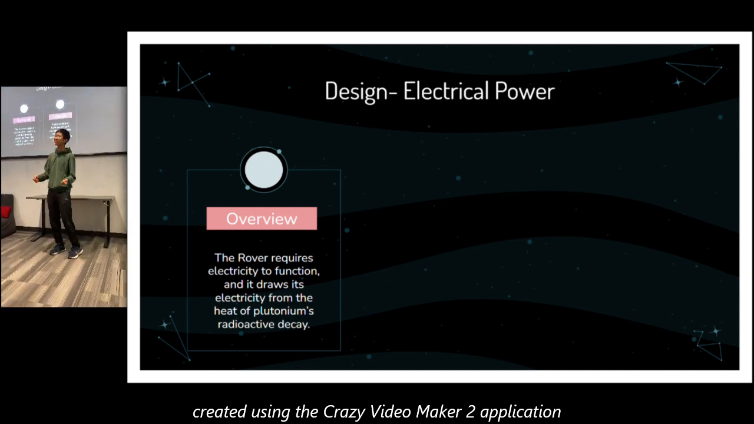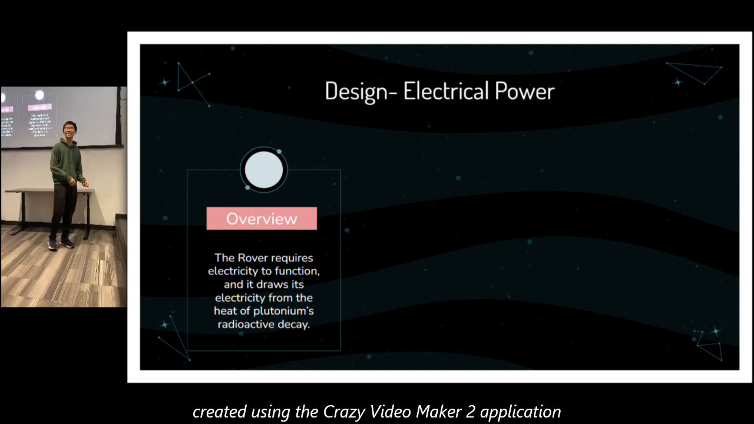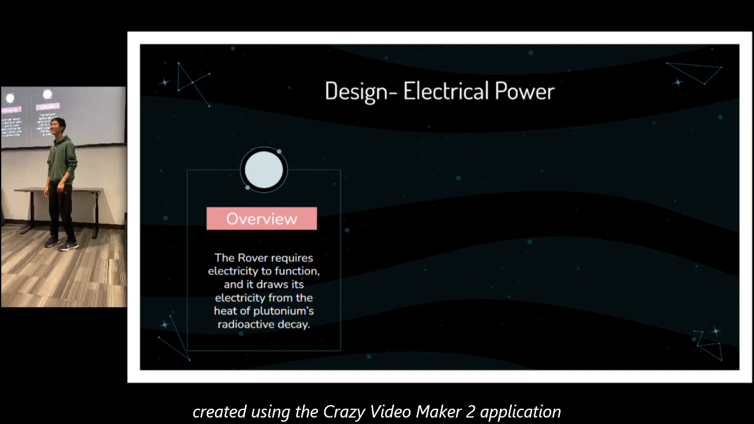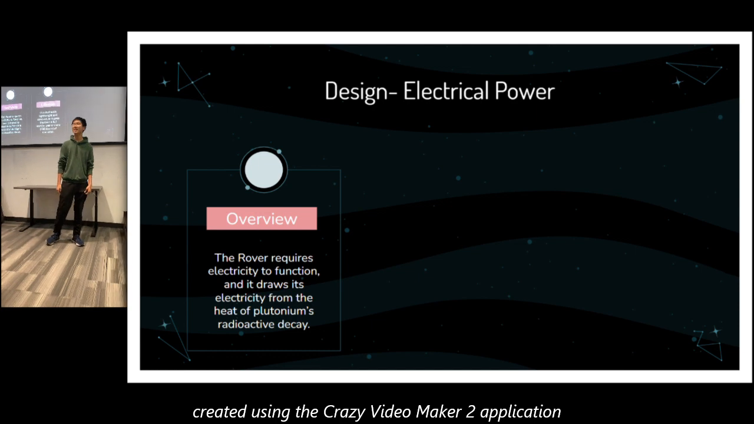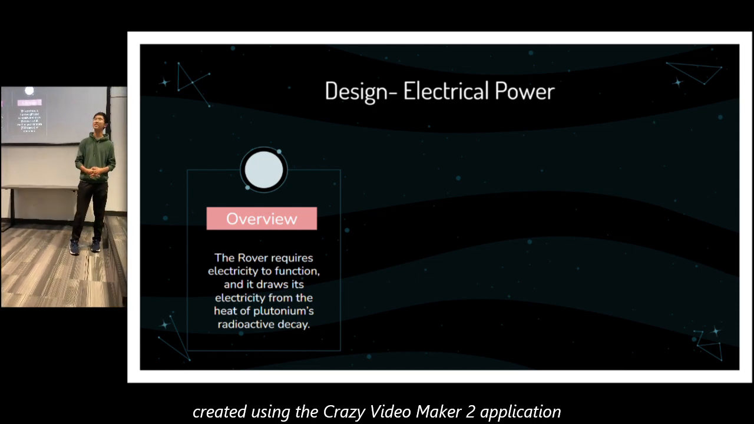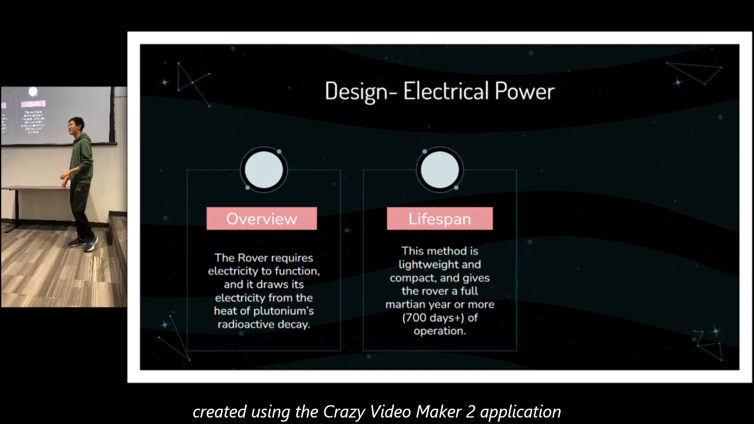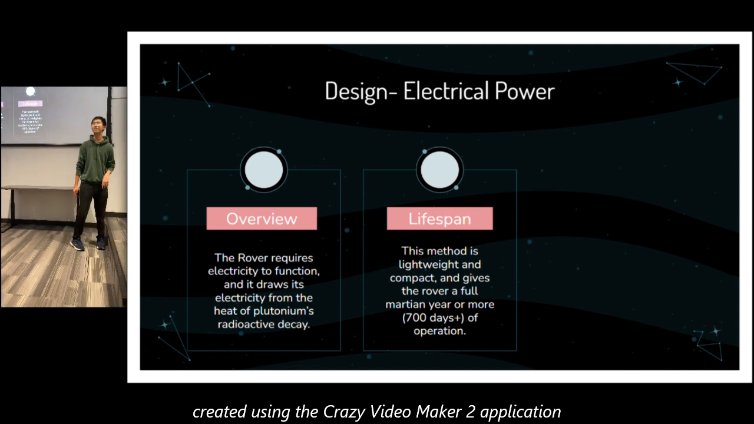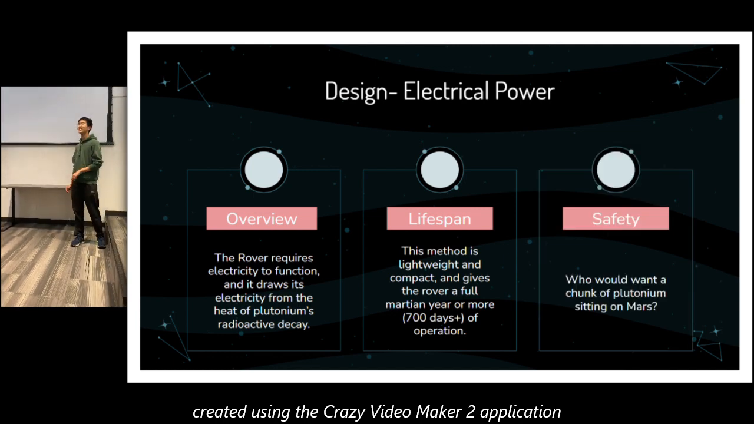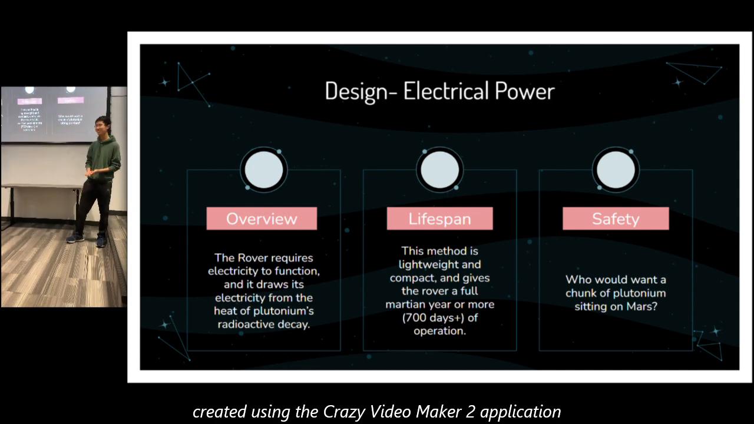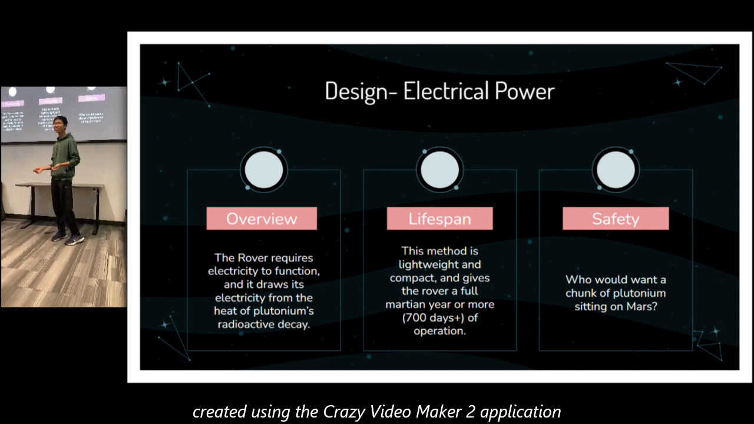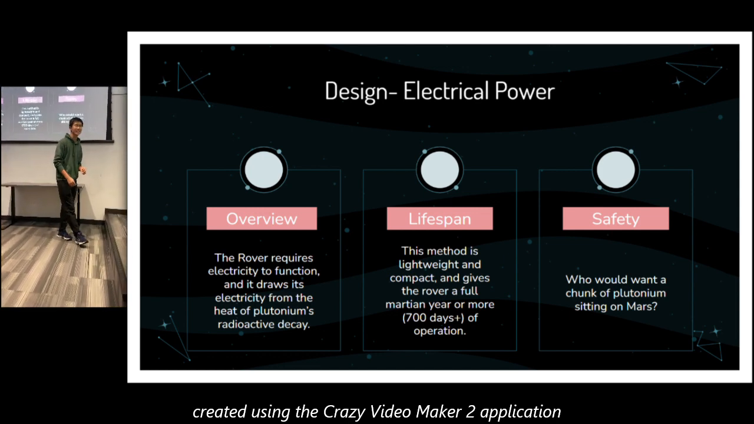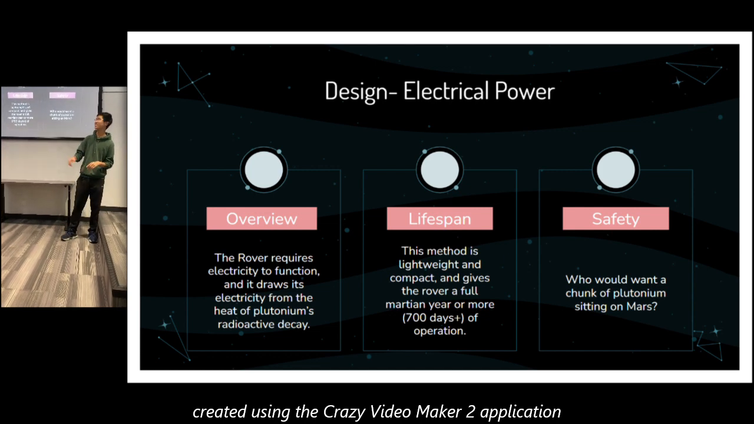Essentially, we all know that robots need electricity, and the way it gets it is by taking the heat energy from the plutonium that they just put in the robot, and it's in a very lightweight and compact shell, so the robot is not encumbered by this, and it's guaranteed at least 1 Mars year of operation. And then, in terms of safety, well, who would want a chunk of plutonium just sitting on Mars? So that's why NASA created this shell around the thing, which I'll explain in the next slide.